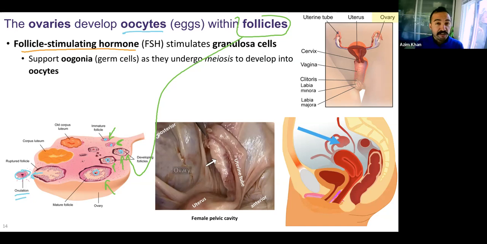But remember, we saw follicle-stimulating hormone in people with testes as well. There, follicle-stimulating hormone stimulates Sertoli cells. But here, follicle-stimulating hormone is stimulating granulosa cells. Granulosa cells then support oogonia. Oogonia are the germ cells that eventually undergo meiosis to produce oocytes. So we see a pattern here. In the testes, we saw follicle-stimulating hormone stimulate Sertoli cells, which supported germ cells called spermatogonia. Here we have follicle-stimulating hormone stimulating granulosa cells supporting germ cells called oogonia to produce oocytes.